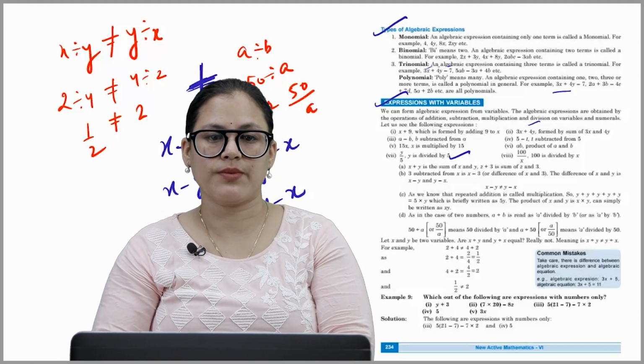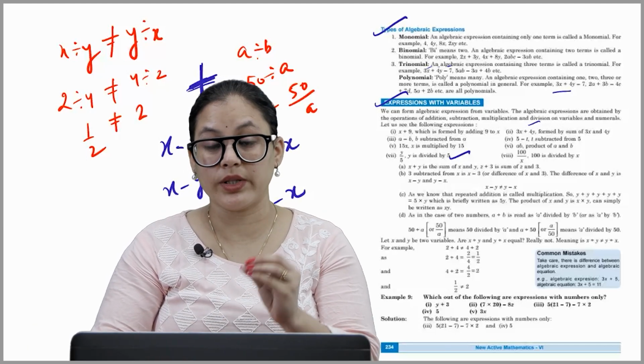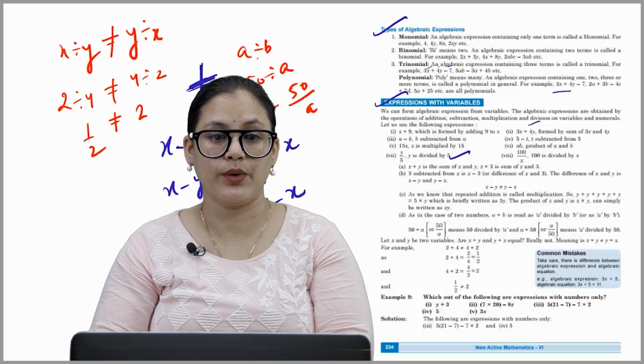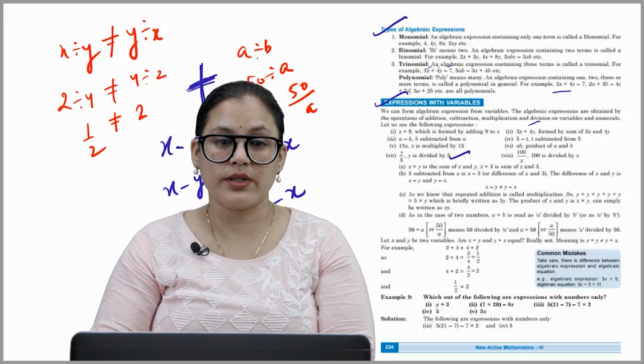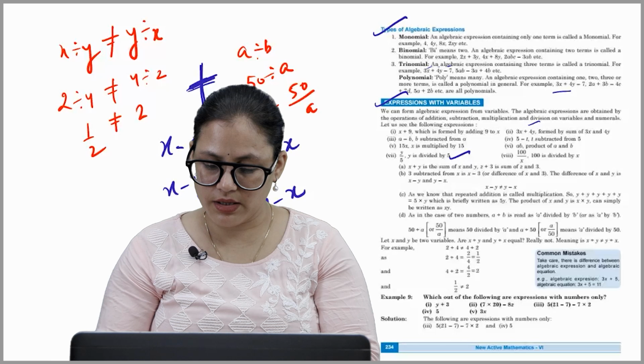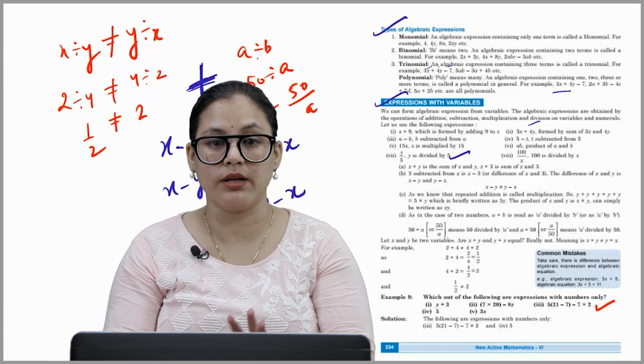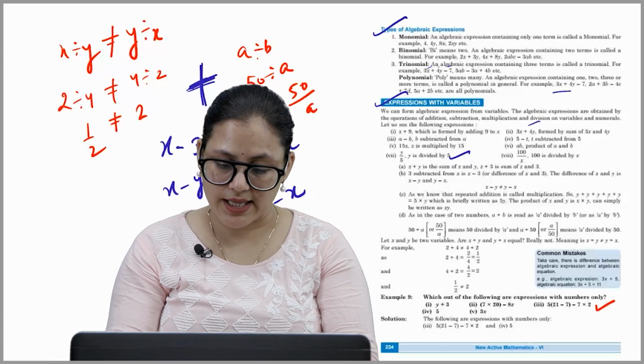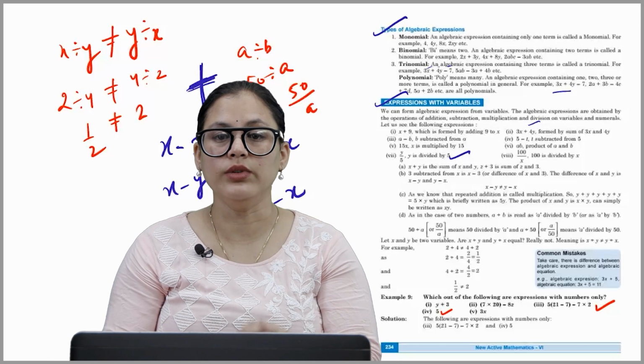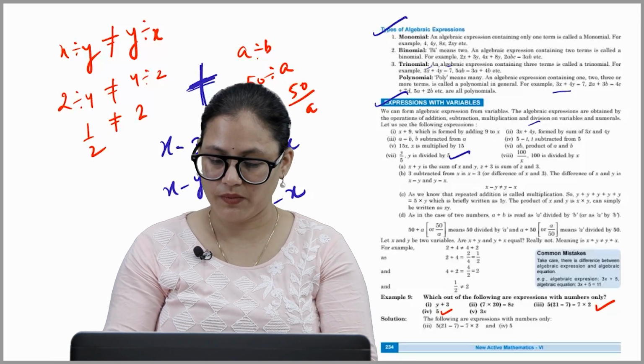Example 6. Which out of the following are expressions with the numbers only? The following are expressions with the numbers only. Can you see in this? This is the expression, here only numbers are given. And this is also an expression where only numbers are given.